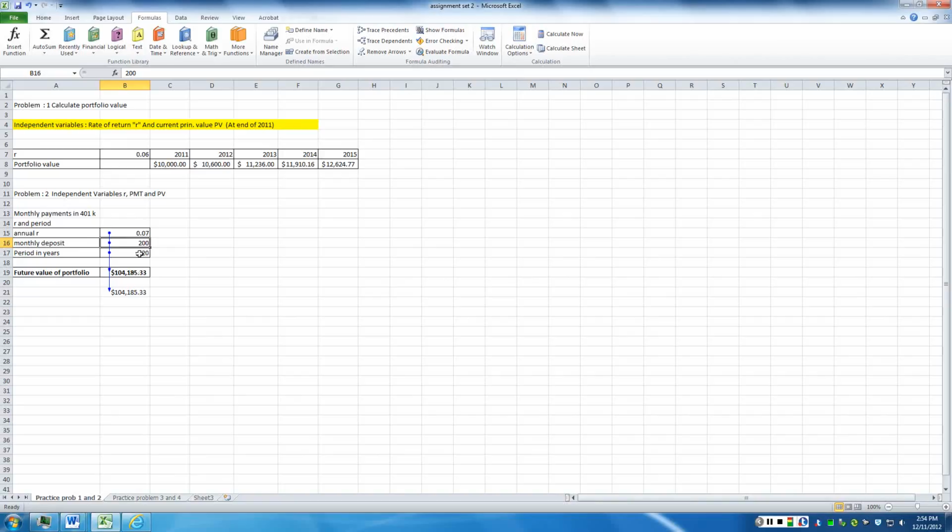Or on the other hand, let's say instead of putting in 200 a month, we put in 250 a month. What's going to happen in 20 years? The number is going to grow. So the reason we use Excel is so we can do what if, and that's the value of linking your business analysis knowledge and Excel together.